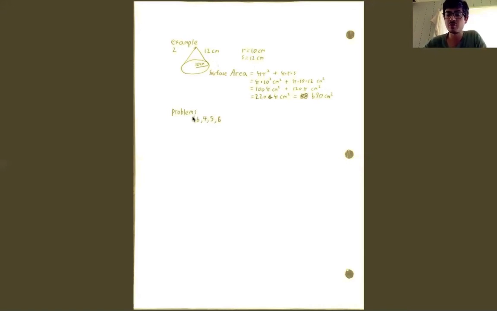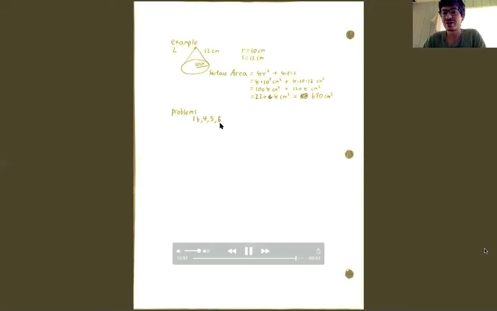So there are 4 problems for you to complete out of the workbook. This is also in Google Classroom. 1B, question 4, question 5, and question 6. Try your best to get these right. I'm going to be going over them and giving you some feedback, hopefully sooner rather than later, so you can see if you're on the right track. And this is important stuff to learn as it's going to continue to help us when we move on to volume as well.